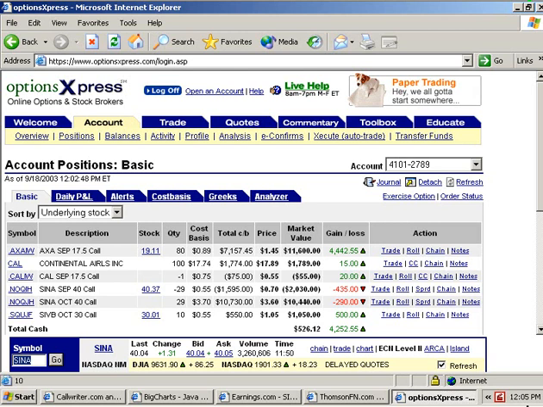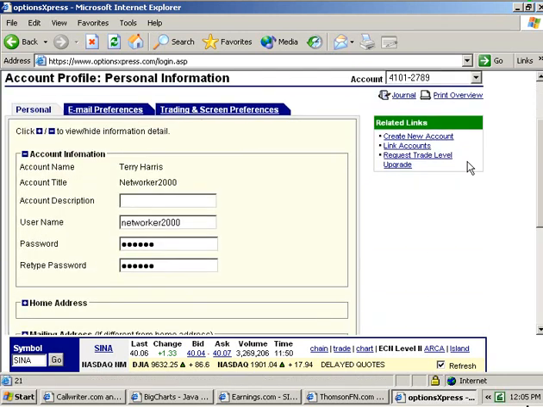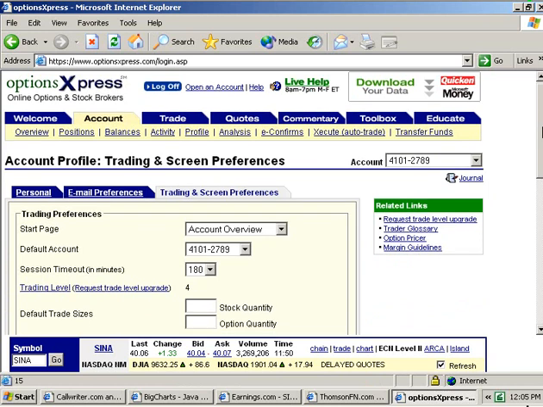How do you check to see what trade level that you actually are at? Okay, how do you do that? You can basically go to account and then go to your profile. Click on the profile link and then click on trade and screen preference. Once you click on that, you will be able to see what level you are at.